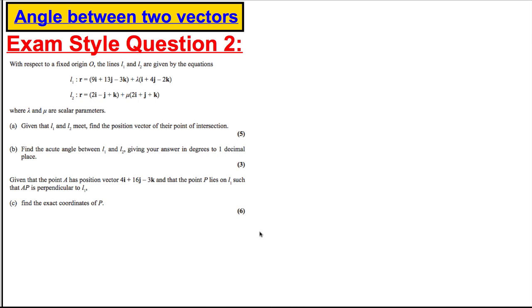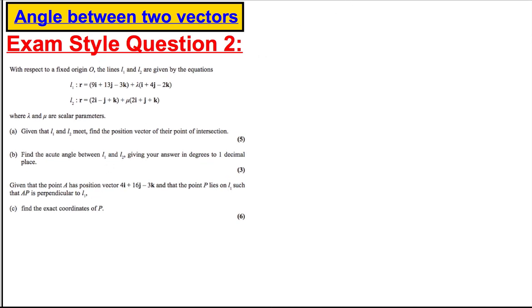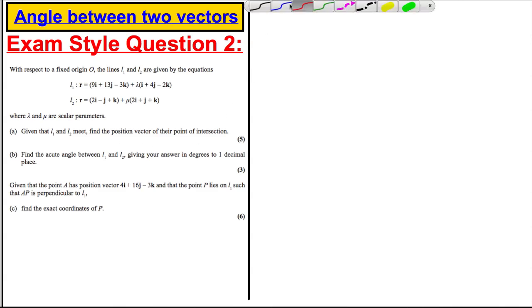And here's a second exam style question. This actually came up from last year's paper. I've reduced it in small here. I'm going to try and do it beside it so we can just see our work as we go along. With respect to a fixed origin, you've got line 1 and line 2, where mu and lambda are scale parameters. Given that L1 and L2 meet, find the position vector of their point of intersection.